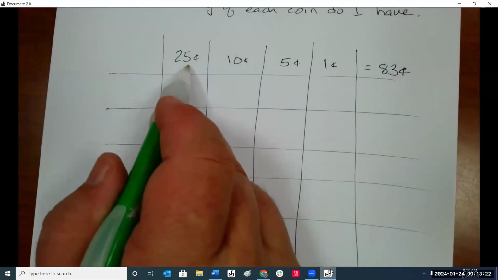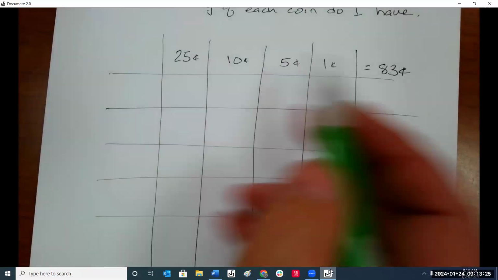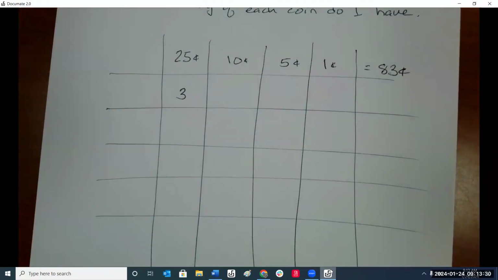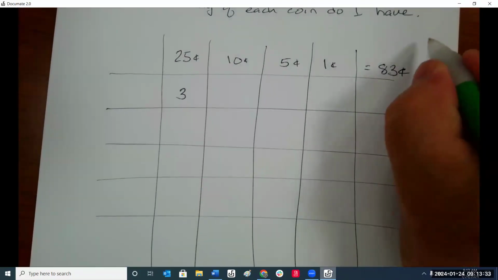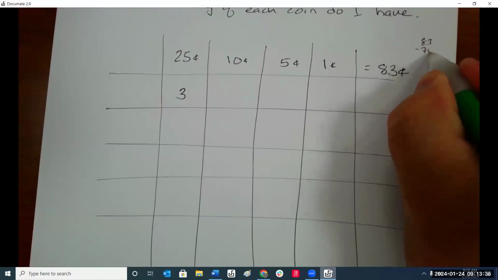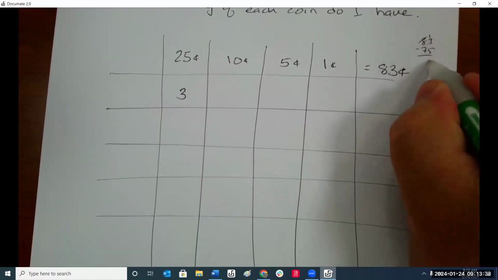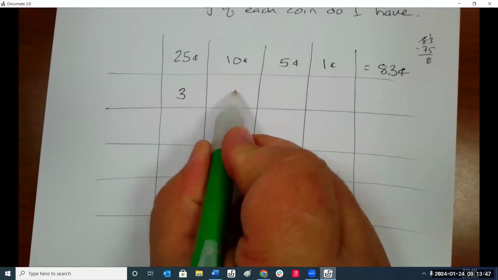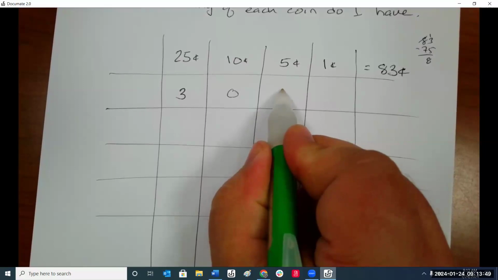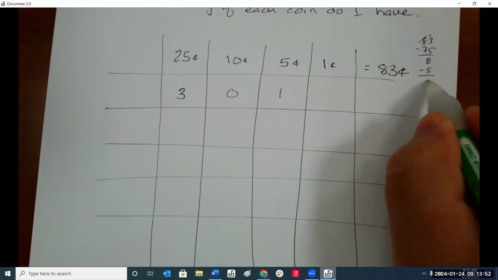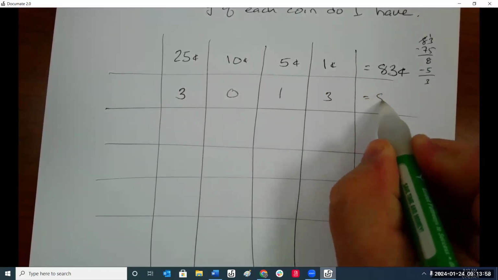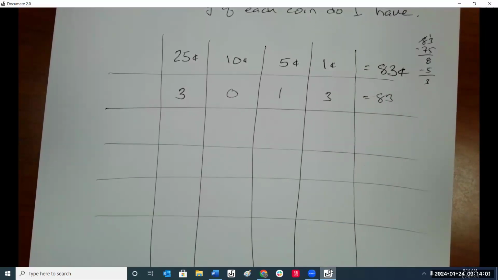Yeah, start with the highest numbers first. 25. How many quarters can fit in 83? That's 75 cents. So I have 83 minus 75 is 8. Can I have any dimes? Can I have a nickel? So minus 5. Okay, that equals 83. Is there any other way I can do that?